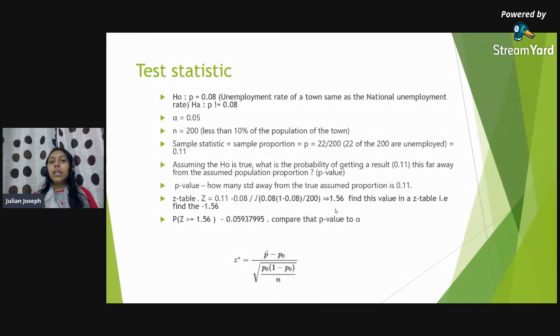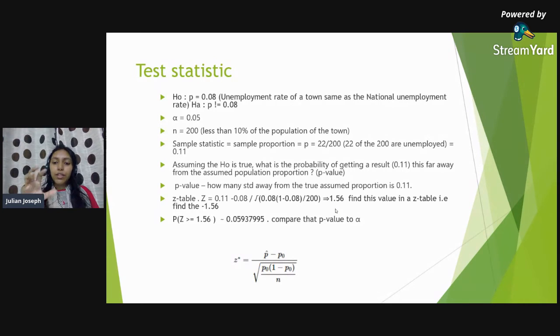So let's take an example. Say, for example, we have a national unemployment rate being detected as 0.08, and we have a small town like Mysuru, and your mayor is trying to prove that the unemployment rate of Mysuru is not the same as that of the national unemployment rate, that is 0.08. So the null hypothesis here would be about the proportion. Here it is not the mean, it is the proportion. That is, p is equal to 0.08. This is the null hypothesis, and the alternate is that it is not equal to. Our level of significance that we have set here is 0.05.